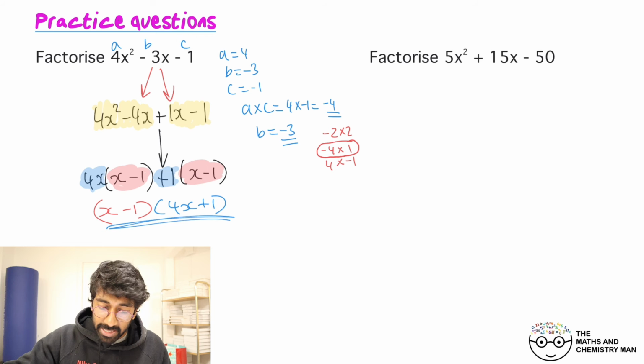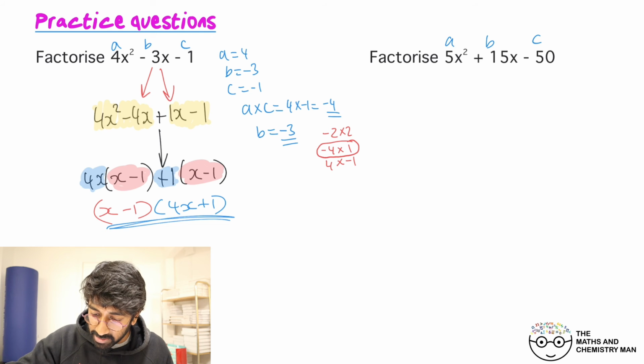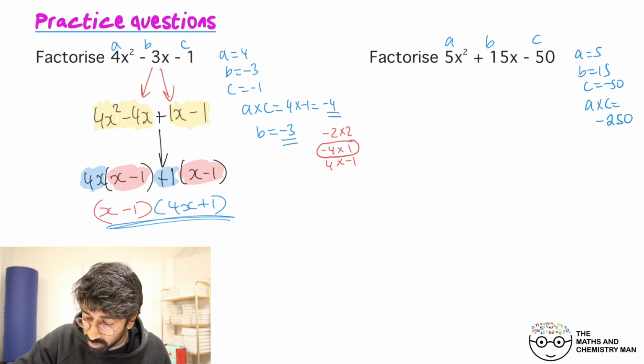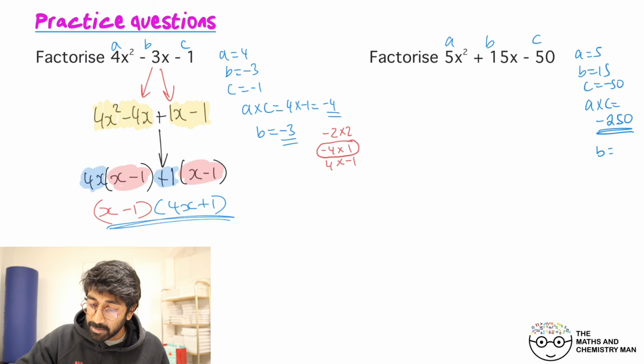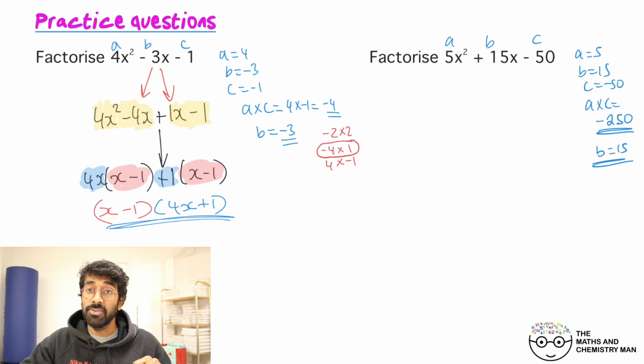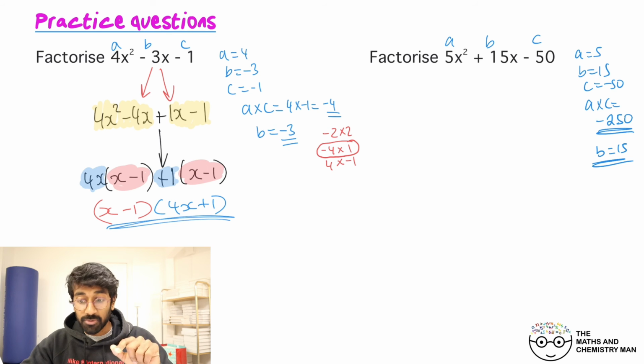Now the next one, exactly the same: A, B, and C. So A is equal to 5, B is equal to 15, C is equal to minus 50. A times C, so that's 5 times minus 50, that's going to give me minus 250. And B is equal to 15. So what we're looking for is pairs of numbers that multiply to minus 250, but then we've got to pick the one that adds to 15, right?